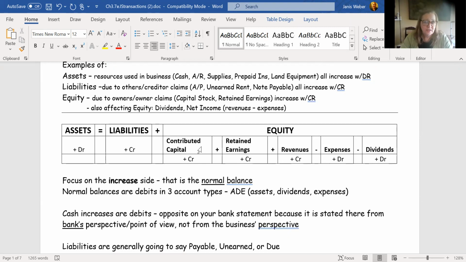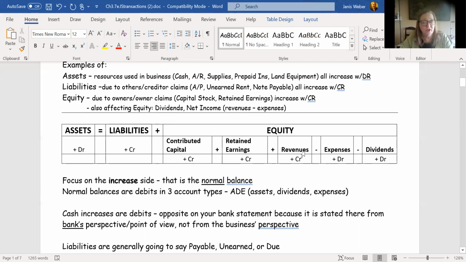Retained earnings is just the earnings over the years that the company has earned and has kept in the company, so retained rather than paid out as dividends. The other things that affect equity are the revenues that the company earns during each period, and the expenses that it costs to produce that revenue reduce the equity. So when you look at the equity section, the contributed capital, the retained earnings, and the revenue all increase with the credit because those all increase equity.